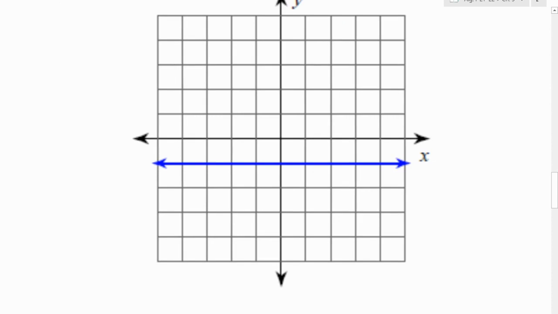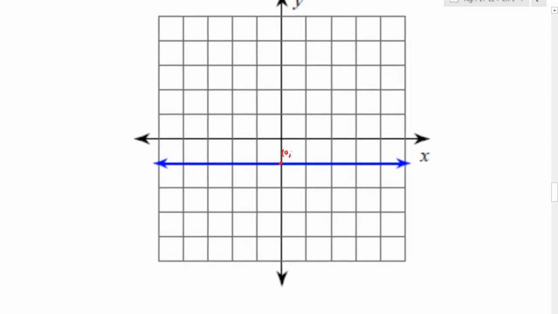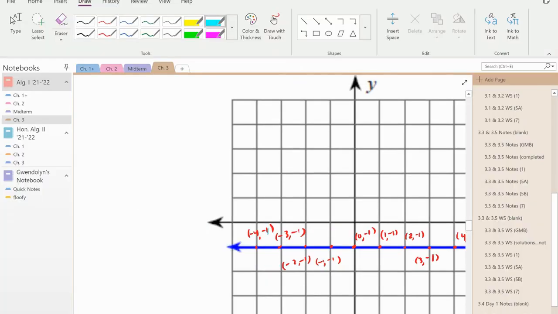If I just start writing the points for this, this is the point (0, -1). Here's (1, -1). Here's (2, -1). Here's (3, -1). Here's (4, -1). If I come back this way, here's (-1, -1), (-2, -1), (-3, -1), (-4, -1). What do they all have in common?